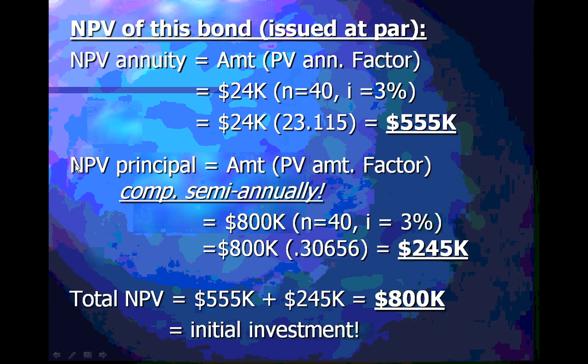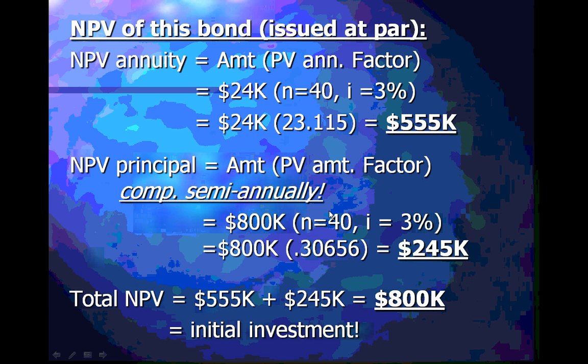So down here, the second calculation: net present value equals the amount, that's the 800 grand, times the present value of the amount. This one, you go to table B1. Keep in mind, this is compounded semi-annually. So whatever I did up here, I'm going to do down here. Take the 6%, cut it in half, because this is compounded semi-annually. So you go I equals 3, not 6. But N equals 40.